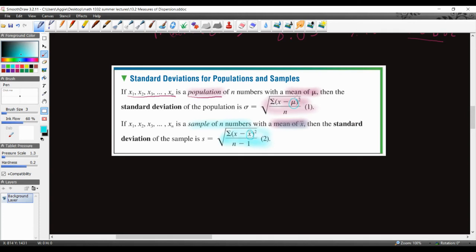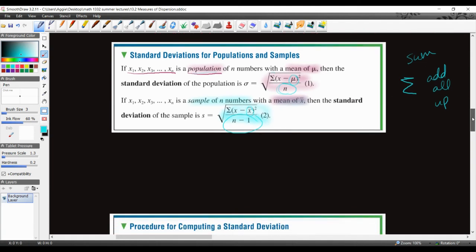And then you square them, and then you add all that up. That's what this symbol means. This just means that you add everything up. It's the sum. And then you divide it by the number of terms. If it's a population, you do n. If it's a sample, you do n minus 1. It's a pretty lengthy process, not gonna lie. But fortunately for you, I think you only have one problem that you have to do with all this.